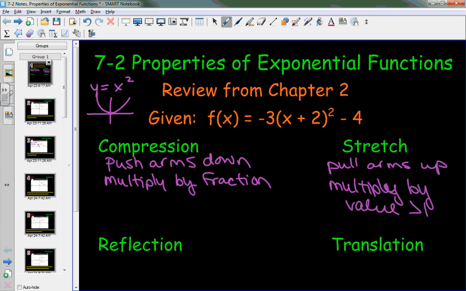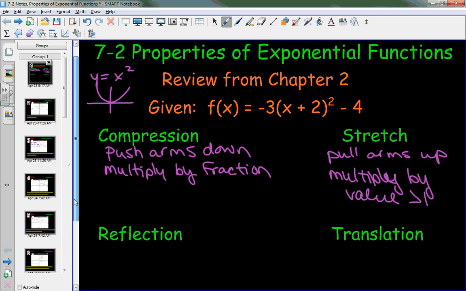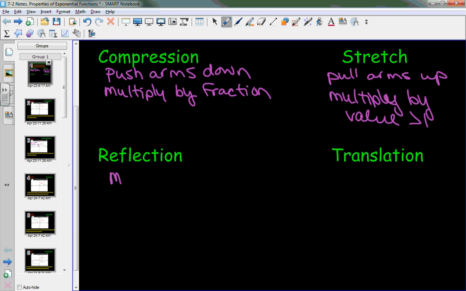Now, how do I reflect a parabola of y equals x squared? How do I reflect it? Flipping it down over the x-axis would be a reflection, but how do I do that on the equation? Well, we've multiplied by a fraction. We've multiplied by a number greater than 1. We have not multiplied by a value less than 1. So you're going to multiply by a value that is negative.